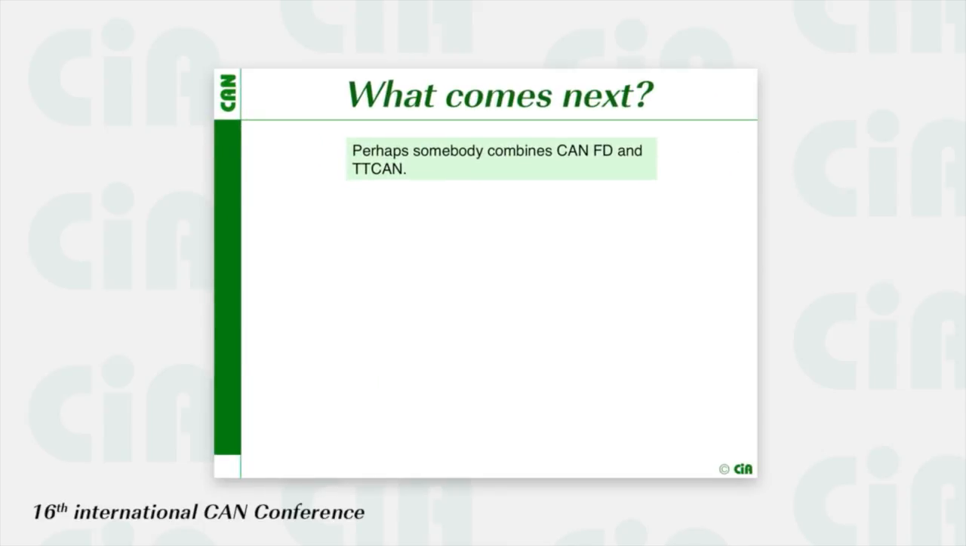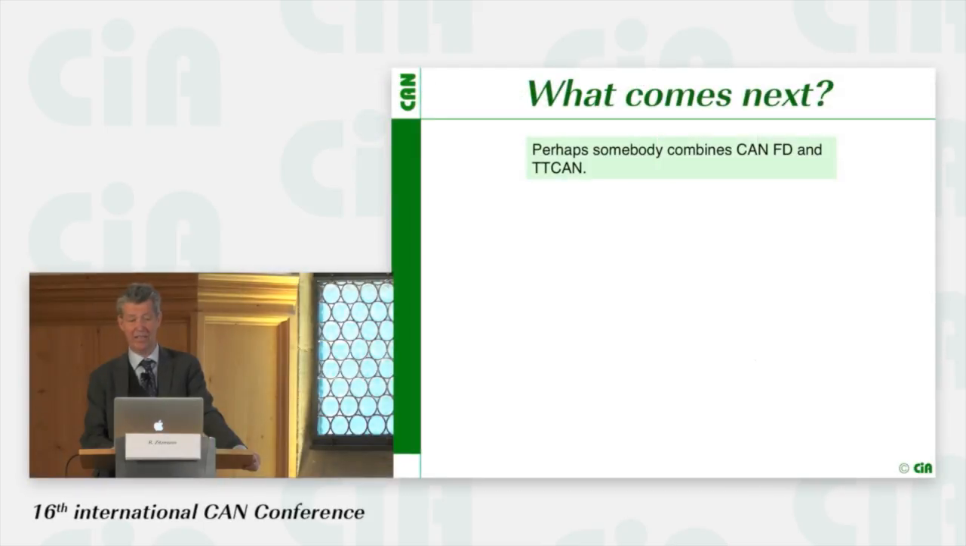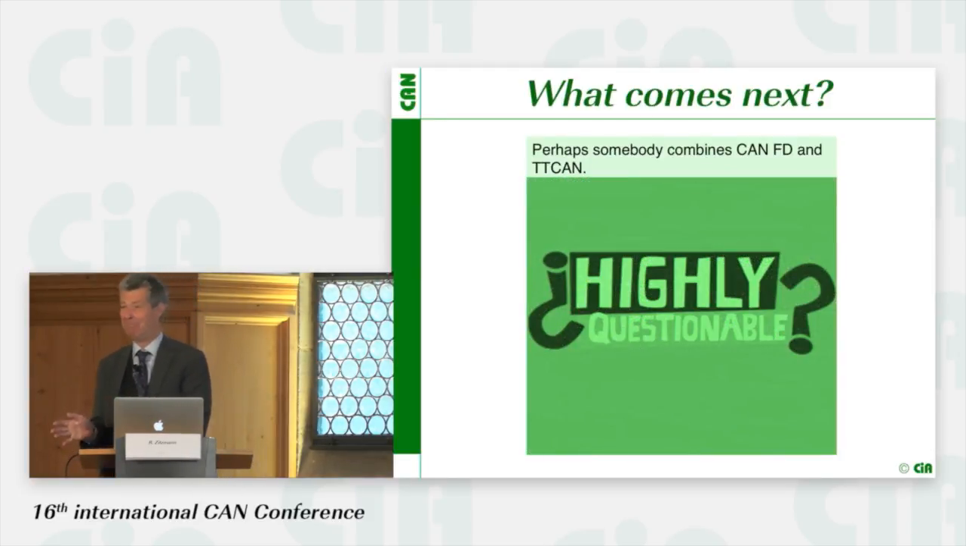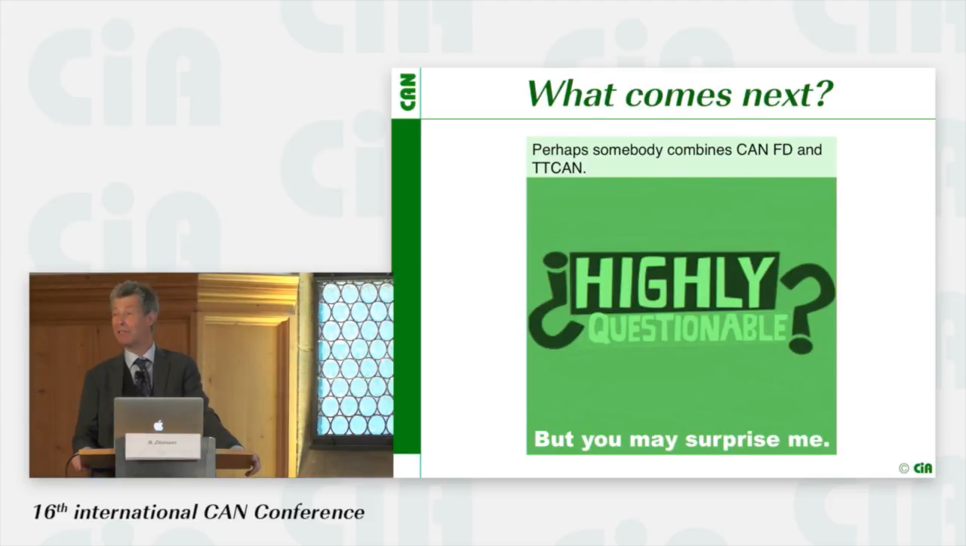But it may be that somebody combines CAN-FD and TTCAN and uses it. CAN-FD and TTCAN, yeah. It is highly questionable that this will happen. Still the same restrictions and the same limits as with classical CAN and TTCAN, but as I said already, you may surprise me.